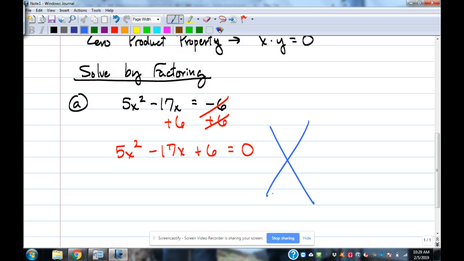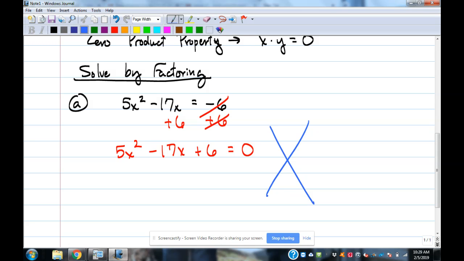That X method. So this is exactly the same thing we did Friday and what you guys got extra practice on yesterday. Okay, so this is nothing new up to this point other than getting 0 on one side. That's the only thing we've added here.